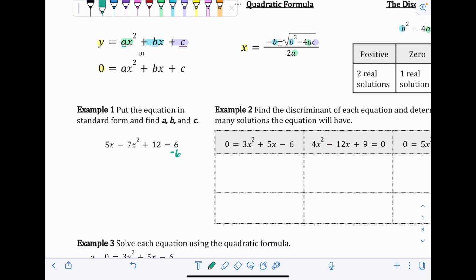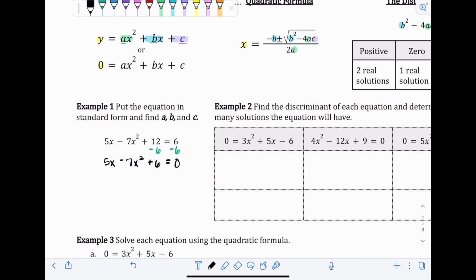And I want to line it up with any like terms that I have on the other side of the equal sign. So since it's a constant, I'm going to put it under the 12, since the 12 doesn't have a variable either. So I'll just copy down the 5x minus 7x squared, and then 12 minus 6 will be positive 6, and then it's equal to 6 minus 6 is 0. And you wouldn't just cross it off and leave nothing there. You would want to put the 0 there so we have something on that side of the equal sign.